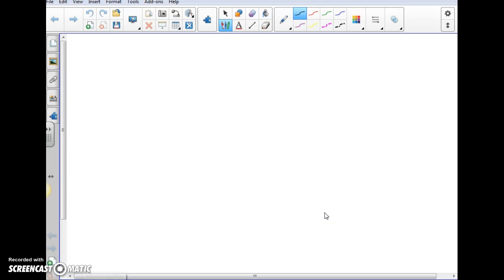Okay, I'm going to be doing part 2, review material for your benchmark. Number 1, how you know to set up the correct equation is knowing what kind of angle pairs you have. This first one, those are alternate exterior angles.